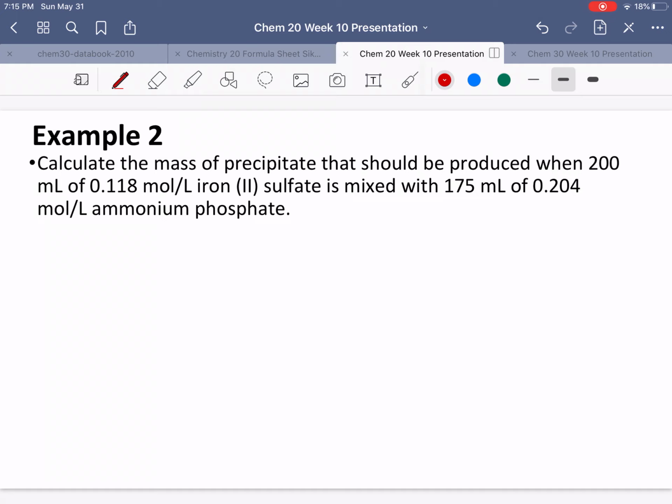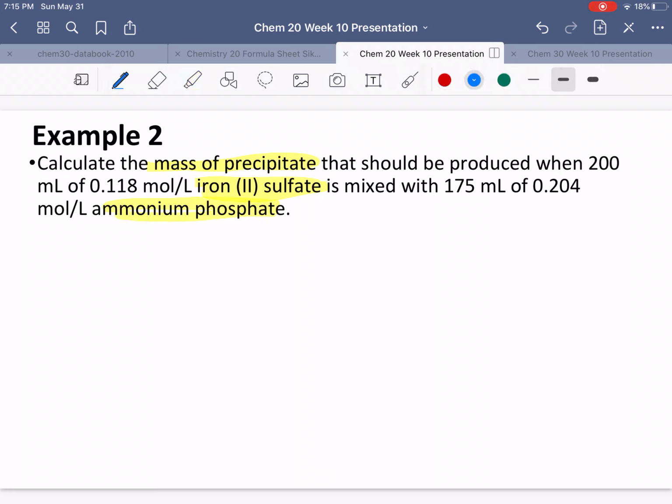So going into another example. Now this one gets very specific. The whole goal of the question is to find the mass of precipitate. And that means we must have a solid forming. And what are we doing? Well, we're reacting a certain volume of a certain concentration of iron 2 sulfate. And then we're given the volume and concentration again, but of a different compound, ammonium phosphate.